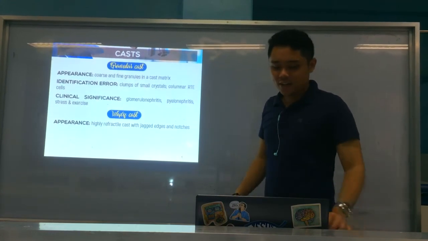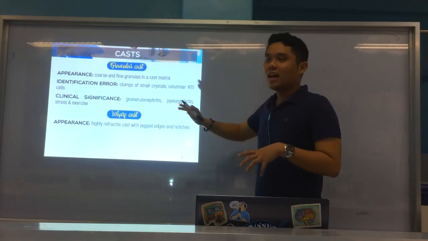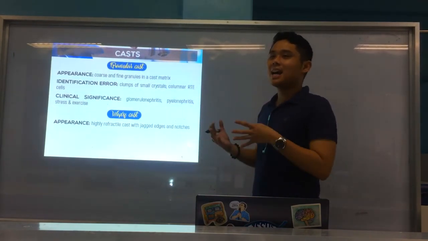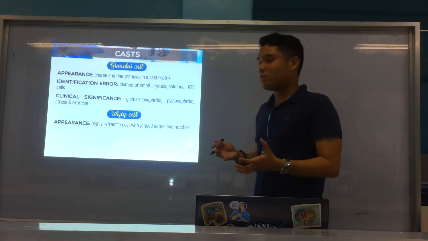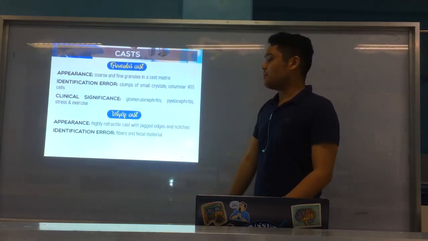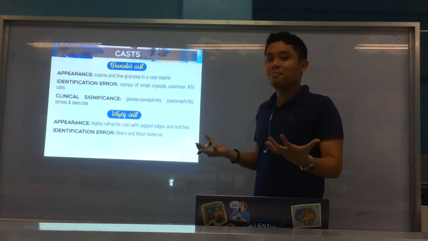So again, it has jagged edges and notches because it comes from disintegration. As it continues to disintegrate, its sides can break down, or it can shrink or disintegrate itself, giving jagged edges and notches. The identification errors may be fibers and fecal material, because fibers are highly refractile and have a waxy appearance.